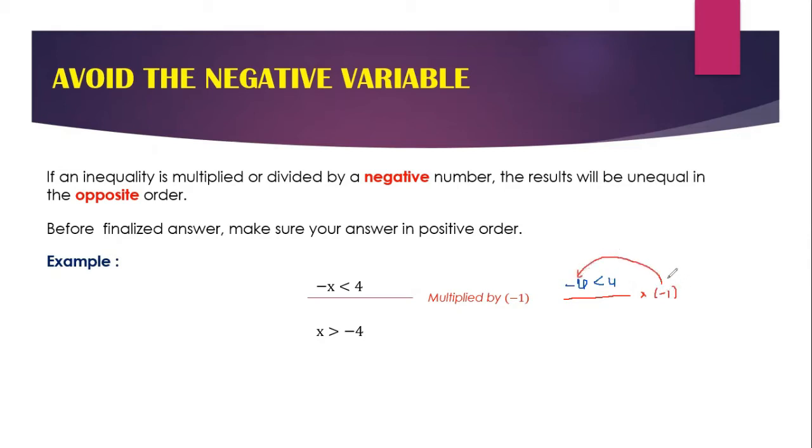Left side will be positive x, right side will be negative 4, and for the symbol of inequality, it will be opposite order. Is it clear, everyone? Good. Next.